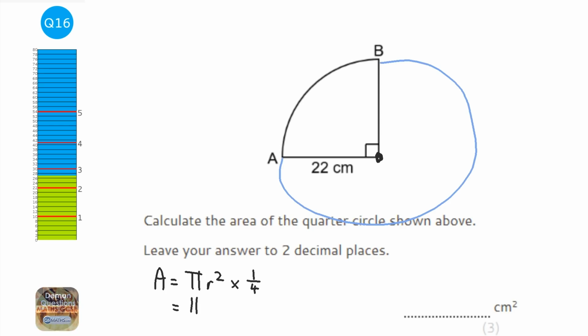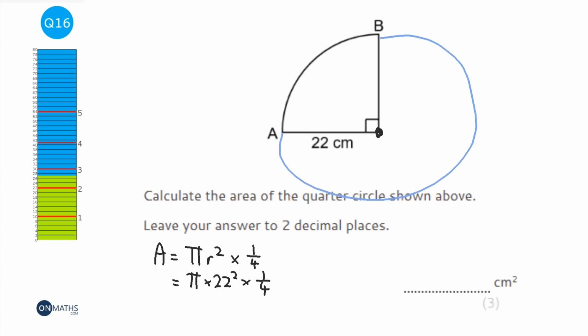So it's going to be pi times r, which is 22 squared, times a quarter. So I'm going to do that on my calculator. Pi times 22 squared, and then you can press equals and then just divide it by 4. That's the same as timesing it by a quarter. And the answer I get is 380.1327 and so on. And so to two decimal places, that's going to be 380.13.